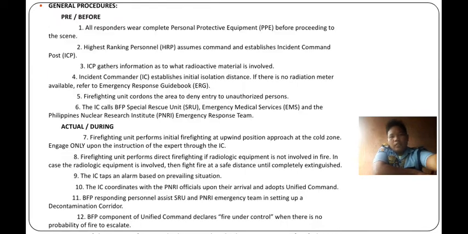So we go on to the general procedures. First, all responders wear complete personal protective equipment before proceeding to the scene. 2. Highest ranking personnel assumes command and establishes incident command post, ICP. 3. ICP gathers information as to what radioactive material is involved. 4. Incident commander establishes initial isolation distance if there is no radiation meter available. Refer to emergency response guidebook.